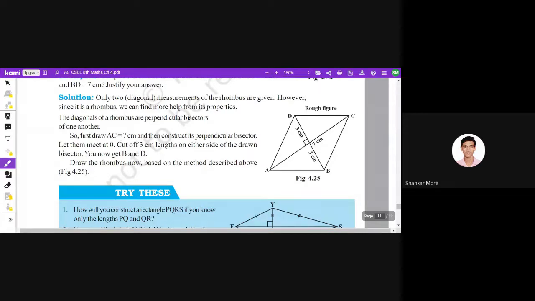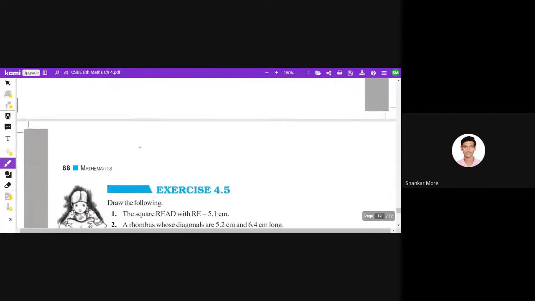How many measurements have been given to us to draw this rhombus? How many measurements are given here actually? We need 5 measurements, right? But in this case, as this is a special case, we have only 2 measurements and that is enough. So we can draw the rhombus.